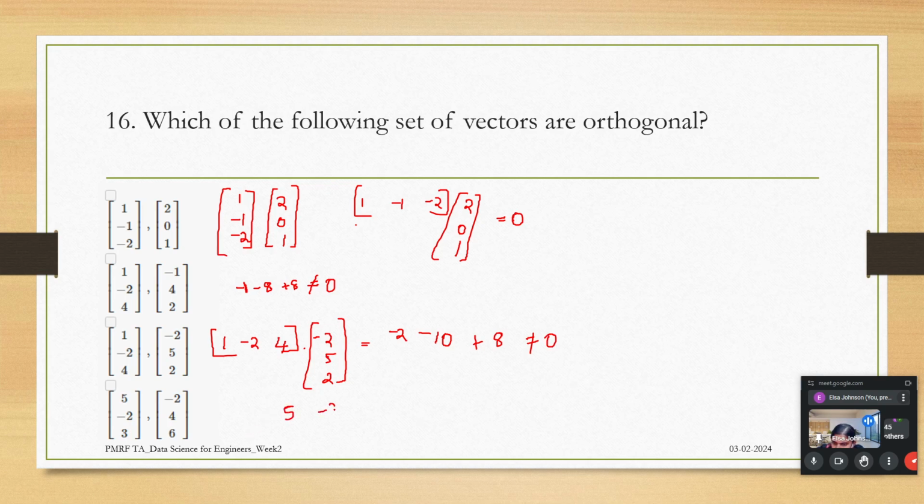Then another one, 5, minus 2, 3 and minus 2, 4, 6. It will be minus 10, minus 8, plus 18, so it will be 0. So A and D is the answer. Check once more. Aishwarya, just check once more. Okay, A and D, A and D are the answer.